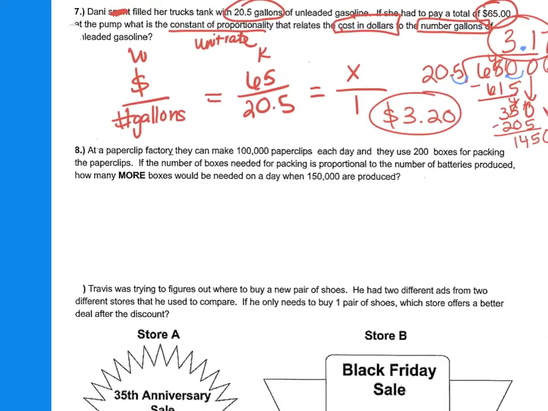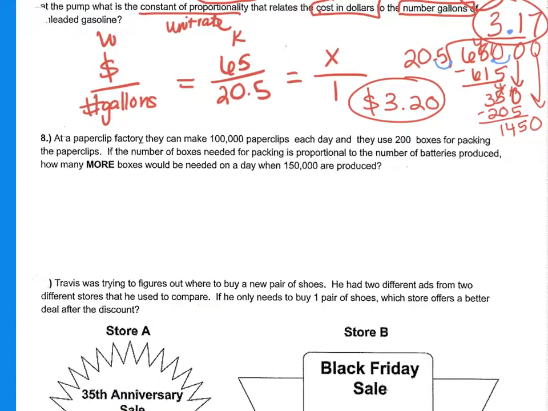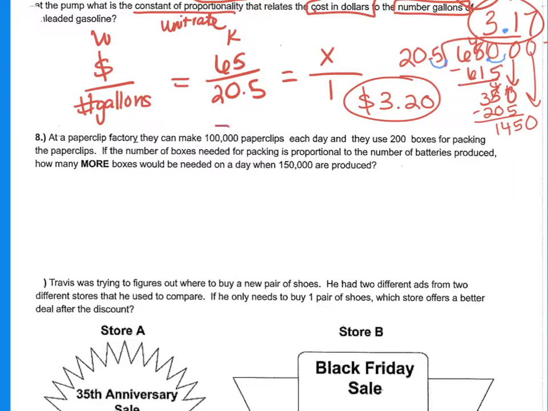Okay, on number 8. Okay, this one's kind of weird. Anywhere you see the word battery pop up, we actually are talking about paper clips. Just a couple typos. So at a paperclip factory, they can make 100,000 paper clips each day, and they use 200 boxes for packing the paper clips. If the number of boxes needed for packing is proportional to the number of paper clips produced, how many more boxes would be needed on a day when 150,000 are produced?